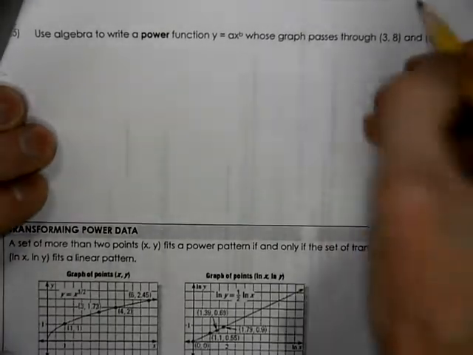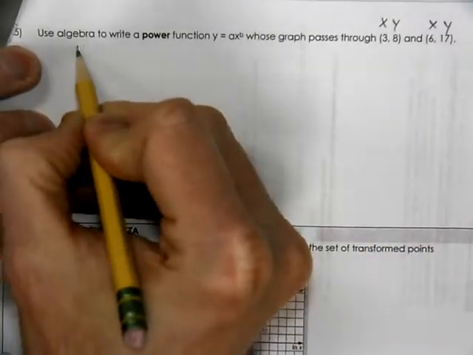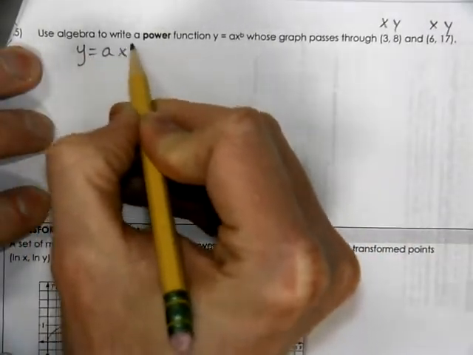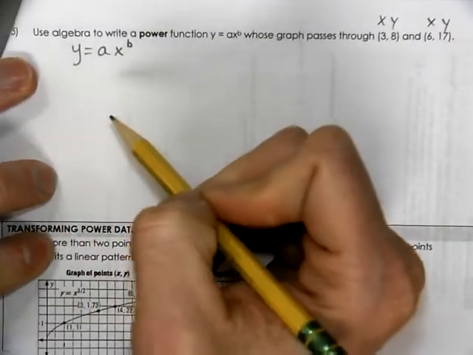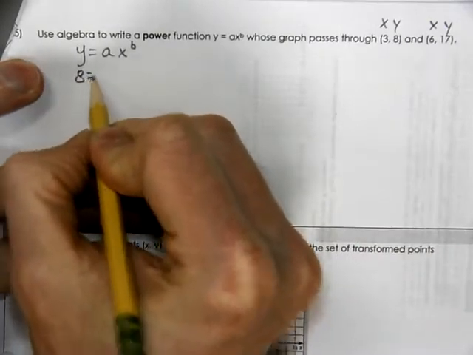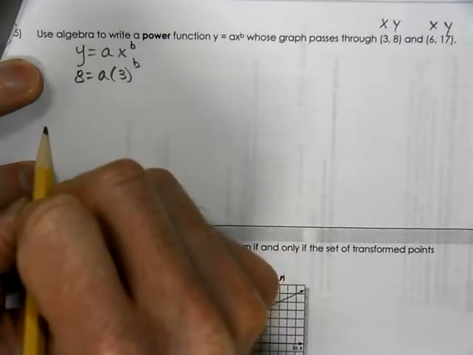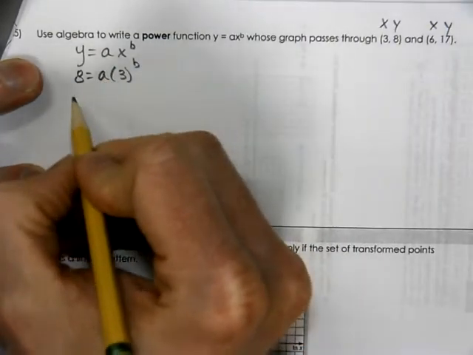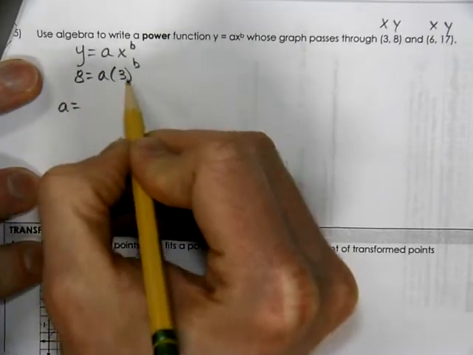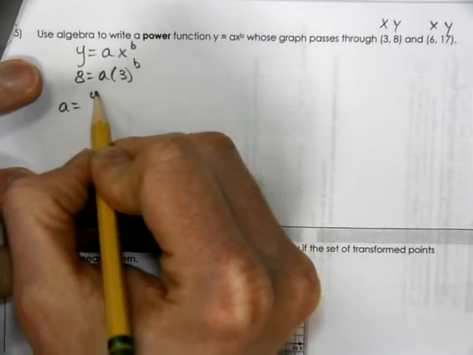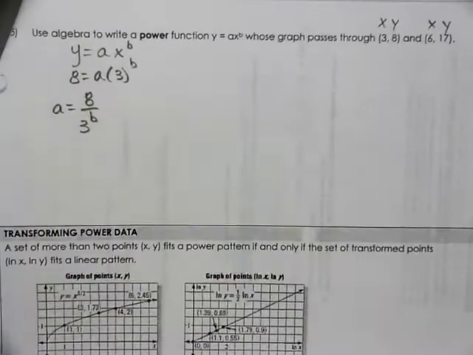We'll try that again. We're doing a power function, x and y. So just to remind myself, a power function has x raised to a power. So I plug in my 8, I plug in my x. Now I'm going to get the a all by itself. So to get the a by itself, the 3 has to go to the bottom. So I have 8 divided by 3 to the power of b.